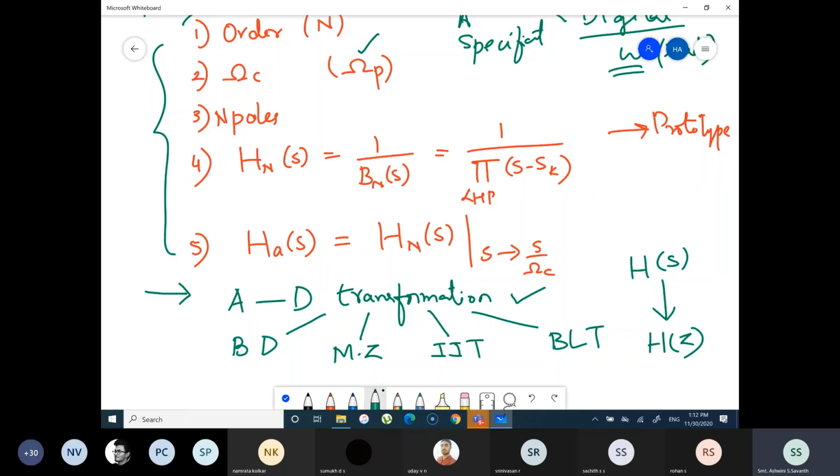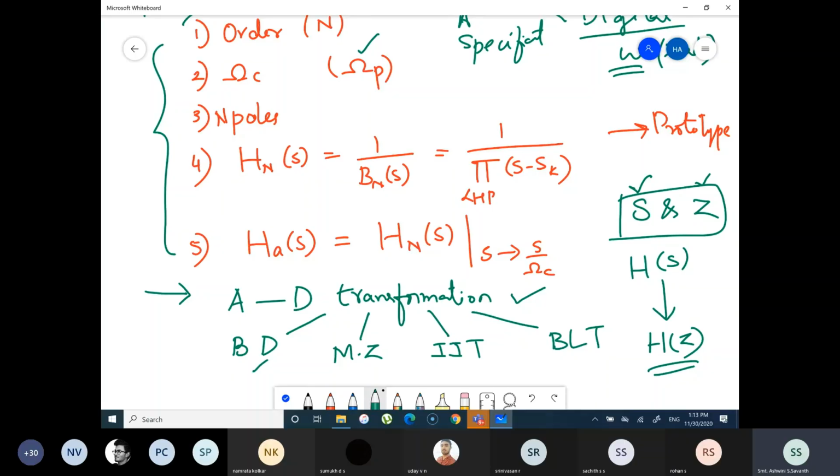Okay, the transfer function of the analog filter should be converted to the transfer function of the digital filter. H of Z needs to be found out. Okay, that is the transfer function of the digital filter. So this relationship between S and Z needs to be found out. What is it that you're going to substitute for S so that you get Z? So the relationship between S and Z becomes important.